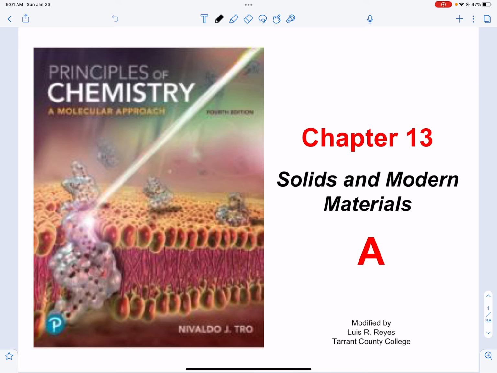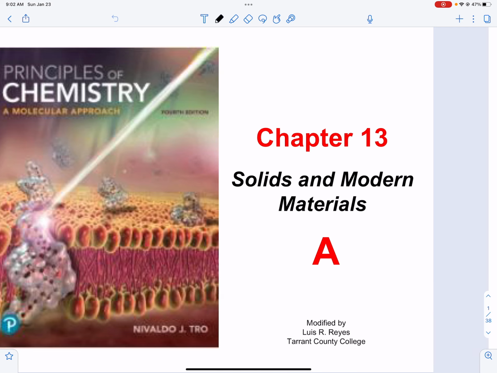Here we are beginning chapter 13. Chapter 13 is going to be divided into two lectures only. This is one of our short chapters. So, on chapter 13, we're going to cover solids and modern materials, keeping in mind everything we learned about intermolecular forces that bring these particles together to make them into a solid.